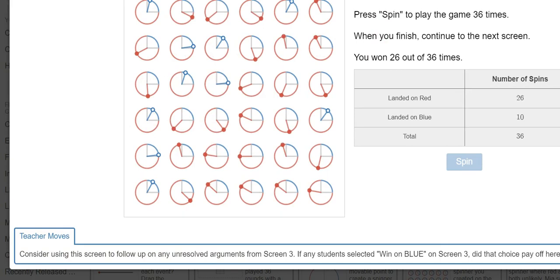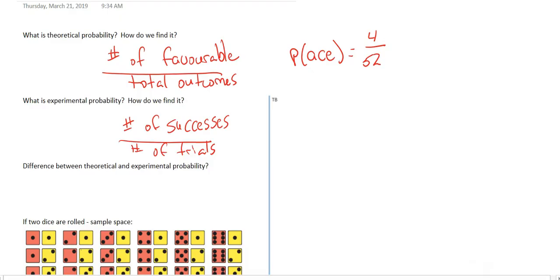In this case, we spun a spinner 36 times, and we actually kept track of how many reds there were. I chose red as a winner, and you can see from the experimental outcome, I had 26 successes, 26 reds, and 36 total trials. So the experimental probability of red was 26 out of 36. I always characterize theoretical as what should happen versus experimental, which is what actually happens.